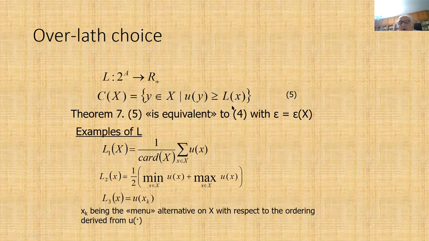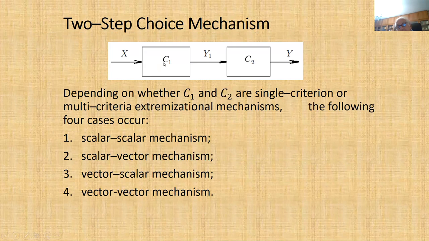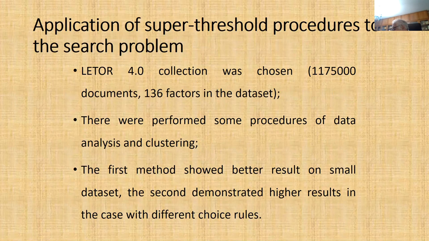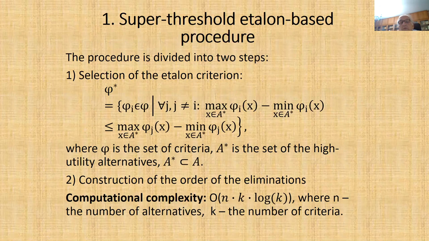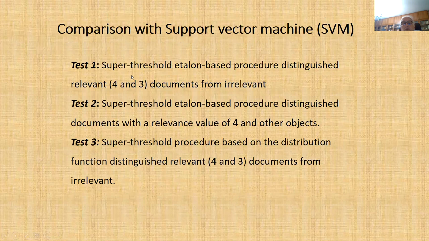So in each step here I use the satisficing rule, get the result, use the satisficing rule again, get the result. I will not go into details. It works enormously fast because it's linear by complexity. Then we applied this to a Microsoft database with 1,175,000 documents with 136 factors. I call it the super threshold, but it's the satisficing procedure.